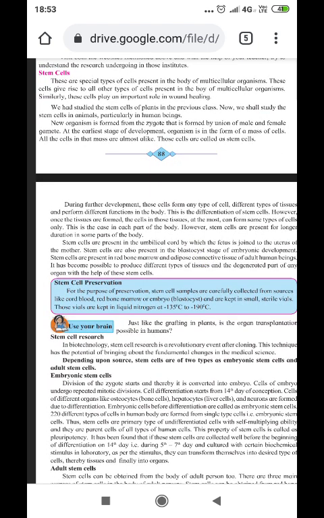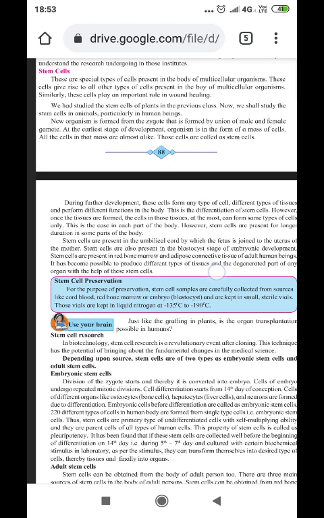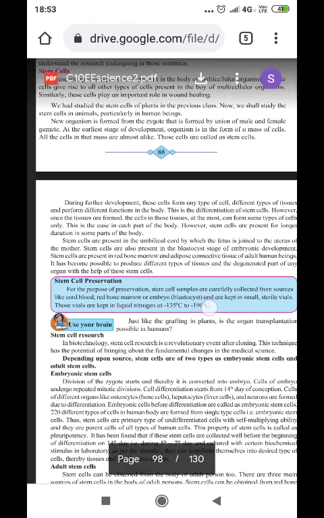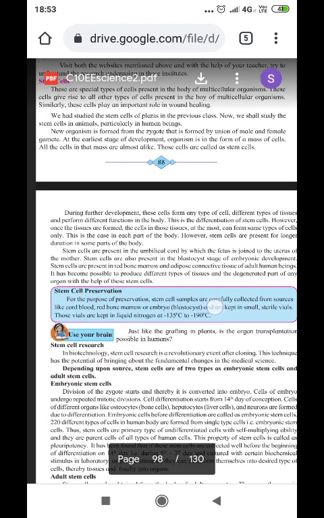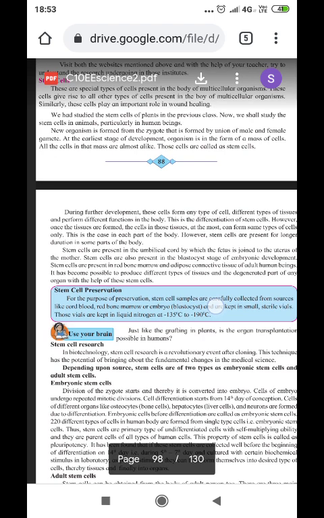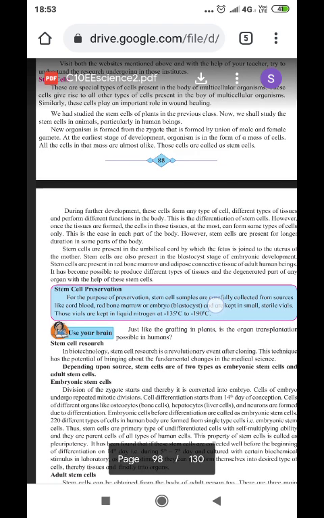Now, in cell biology, we are going to discuss stem cells. There are special types of cells present in the body of multicellular organisms. These cells give rise to all other types of cells present in the body of multicellular organisms. Similarly, these cells play an important role in wound healing. So, if there is any wound, that can be healed very soon with the help of cell technology or cell biology.